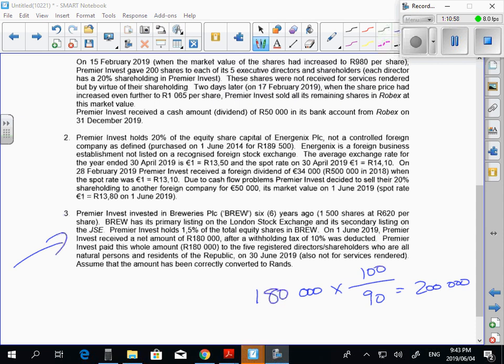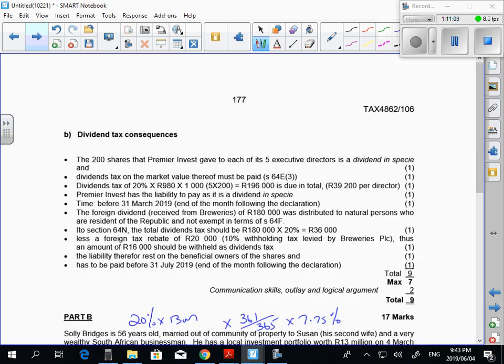Therefore, what's going to happen? Guys, it's exempt. Happy. But I need you to turn over to this part of the solution because it also asks you to discuss dividends tax consequences. And I want to start from where it says the foreign dividend received from Breweries. Okay? There is a trick. Now, before we start reading through this, I need you to understand there's foreign withholding tax. And you can take that withholding tax from the foreign company and set it off against your dividends tax in South Africa. Is that okay?